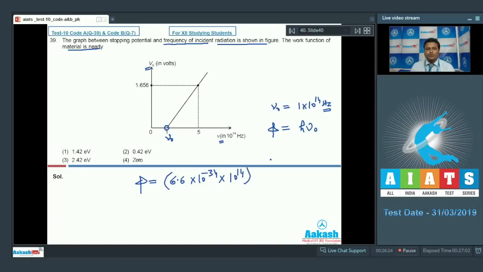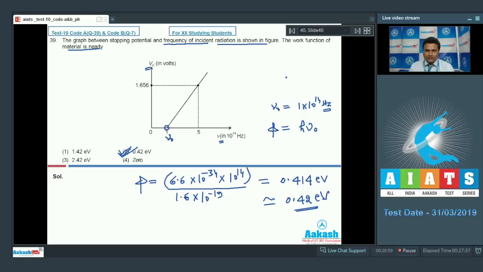The answer comes out in joule, but in the options the unit used is electron volt. So let's convert it into electron volt. Dividing by 1.6 into 10 to the power minus 19, and after solving it we will get 0.414 electron volt, or approximately 0.42 electron volt. So when we go through the options, we can say that option number 2 is absolutely correct. So we will go with option number 2 only.